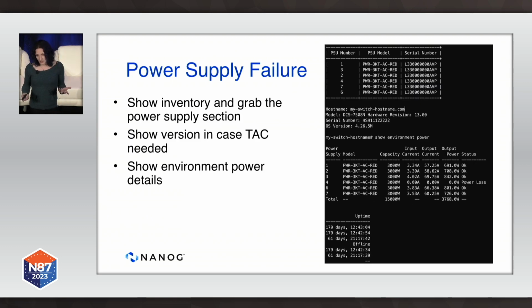Power supply failure is also very common if you do large-scale data center build-outs, right? So again, I can get show inventory. I can grab just the power supply section, see all of my PSUs and their serial numbers. I did obviously scrub a lot of this data if you guys didn't notice, so hence why they all have the same serial number. That's obviously not real data. I can get the show version in case I need to do a TAC case, in case I have a bad PSU or something. And I can also do the show environment power details to see what went down, how long it's been down, did it come back up, what's the power level and everything.